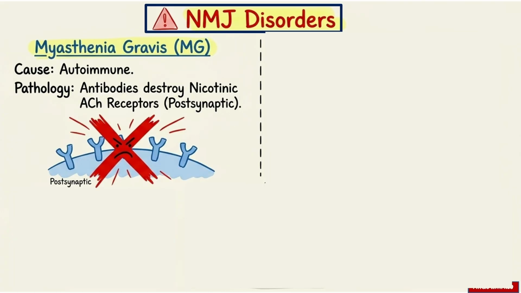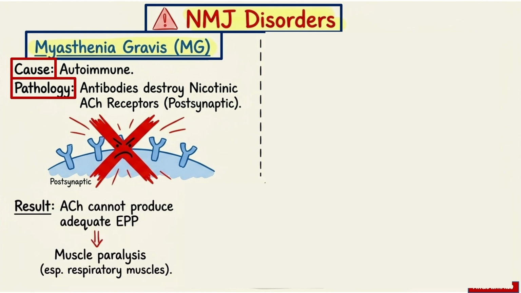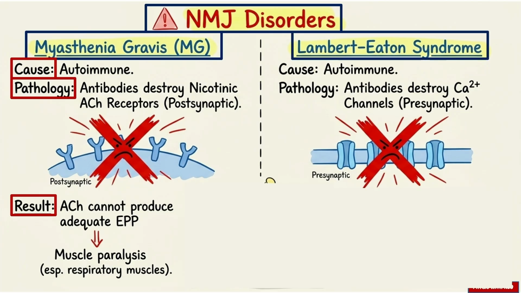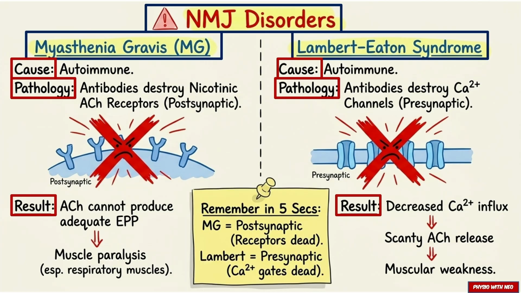In myasthenia gravis, the antibodies attack the postsynaptic nicotinic receptors, reducing the end-plate potential, causing fatigable muscle weakness. In Lambert-Eaton syndrome, the antibodies attack the presynaptic calcium channels, reducing the acetylcholine release, and again causing muscle weakness. Here is the easiest way to remember it. Myasthenia gravis, muscle receptor problem. Lambert-Eaton, calcium gate problem. Never confuse these two.